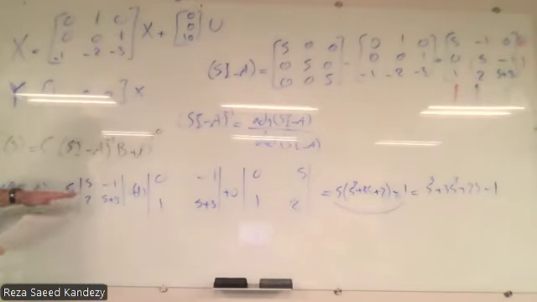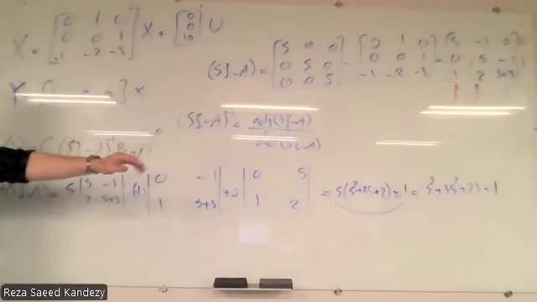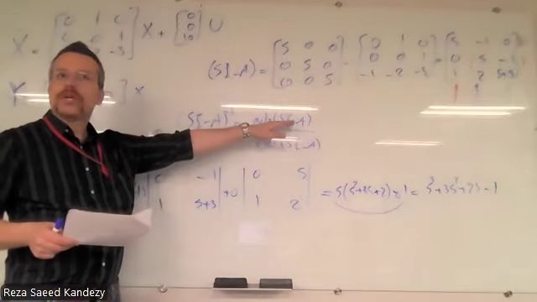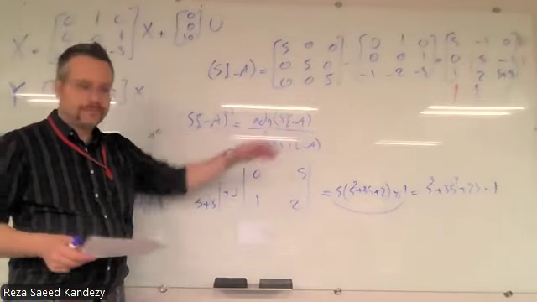So now we have the determinant. We need to do the denominator of our inverse function.